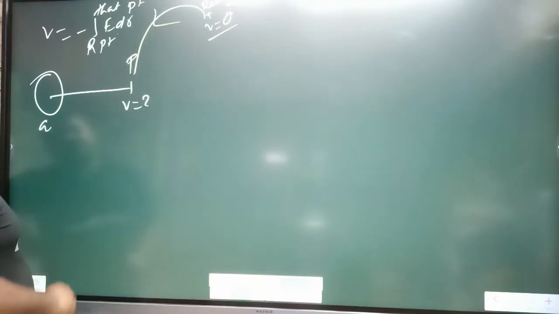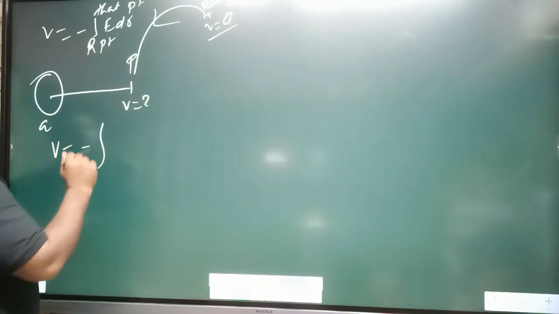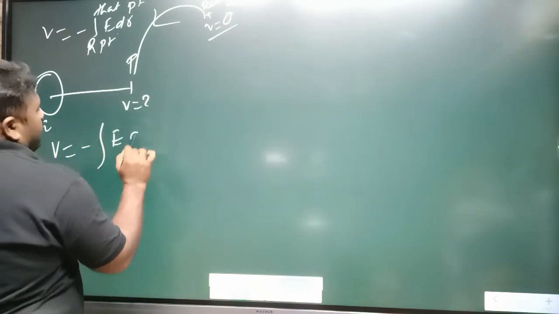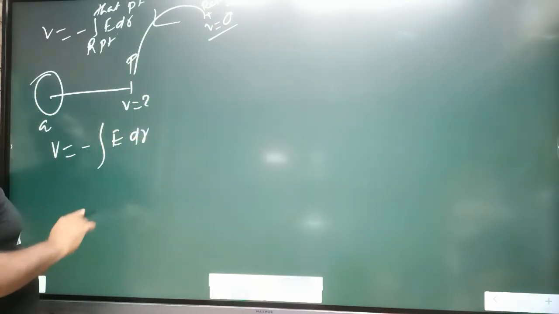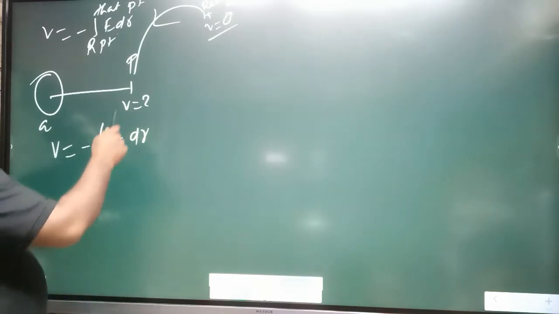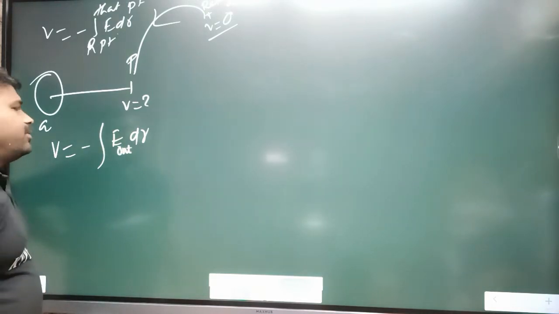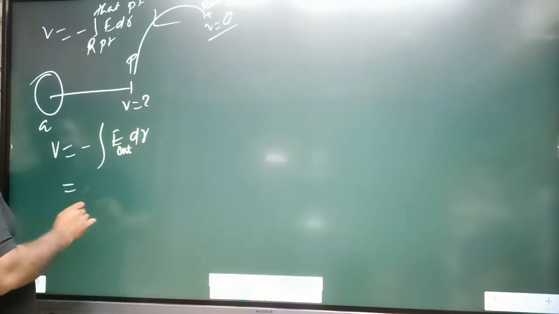Okay. Now, how to find out the potential? Potential V is equal to integration E dr. The point is present inside the body or outside the body. Outside the body, hence we can write down here the outside electric field. Yes or no? What is the E out?